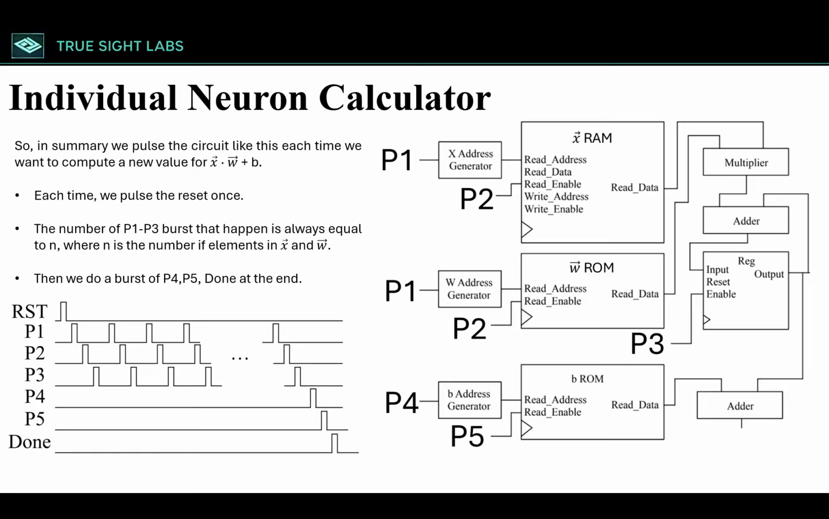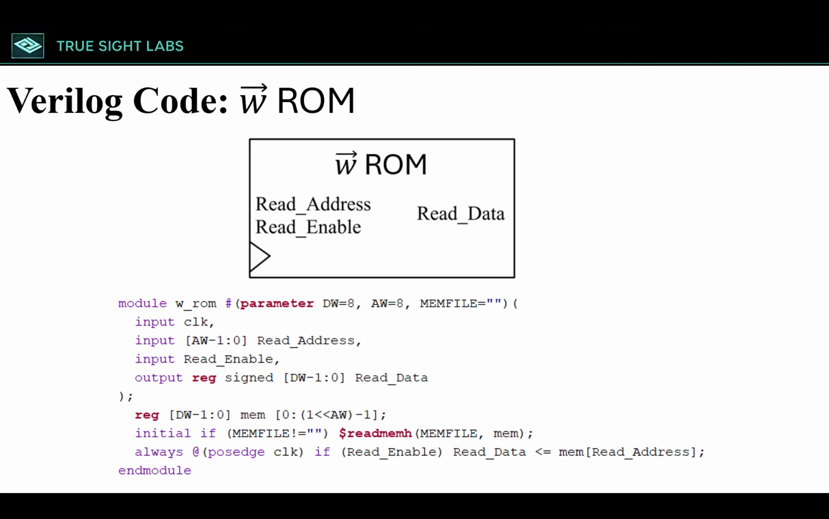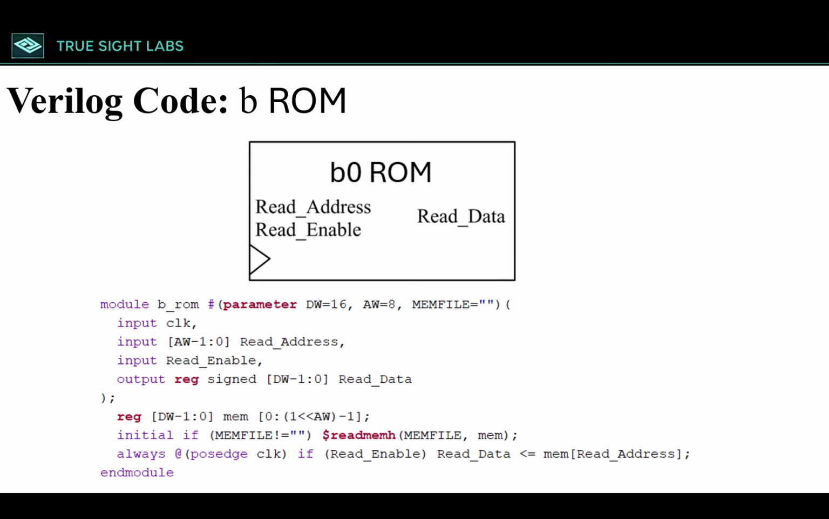Now before I show the final Verilog code, let's briefly discuss the Verilog code for the lower level modules. These modules are not that complicated, but they are worth reviewing. So the XRAM is just a simple memory unit as shown here. The WROM is a simple memory unit, and the same thing for the BROM. It's important to note that all three memory units take in parameters to control the widths of the data, the widths of the addresses, and the initial contents.